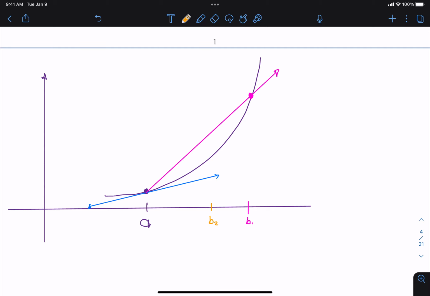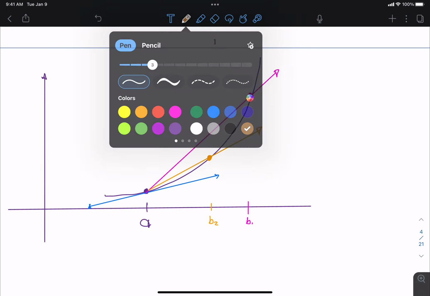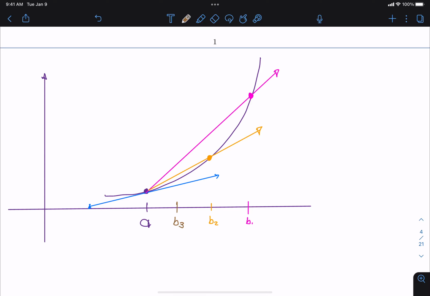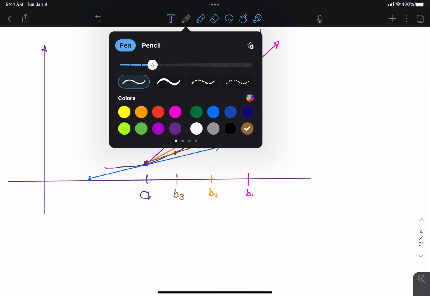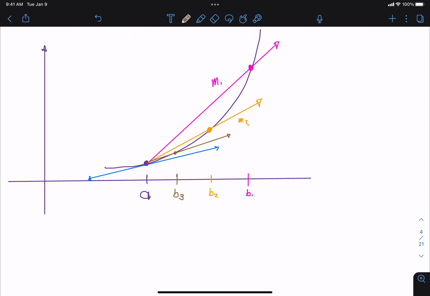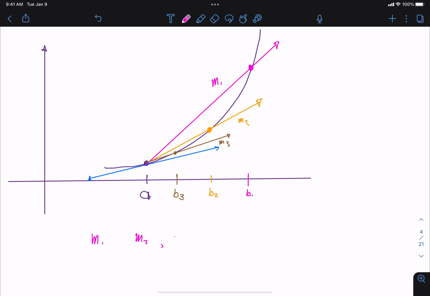B2. Now let's find the average rate of change, which is going to be the slope of this line. And what do you notice? Which one is closer? The orange one, right? The orange line has a slope which is more similar to the blue line. Yes? And then we can repeat this process. I'm running out of colors here. Why don't we do brown? We could take B3 to be another number which is even closer to A, and then we get another line whose slope is even closer to the slope of the blue line. So I can ask myself, what is the slope of this line, and this line, and this line? And then I can line them all up, these slopes, M1, M2, M3.